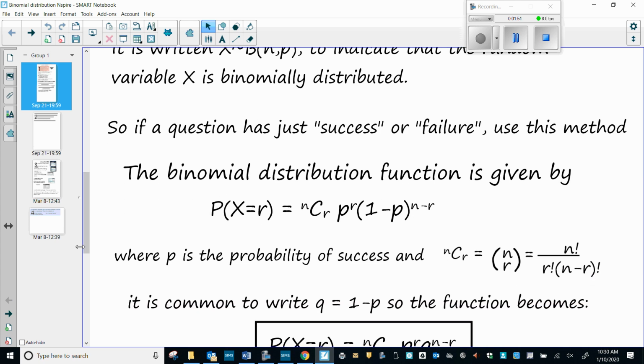You have this in your formula booklets. I'm assuming it's on the probability page. Can you see your probability? Binomial distribution, yes. So it's down near the bottom. It says 5.8. Okay, the first row, 5.8.